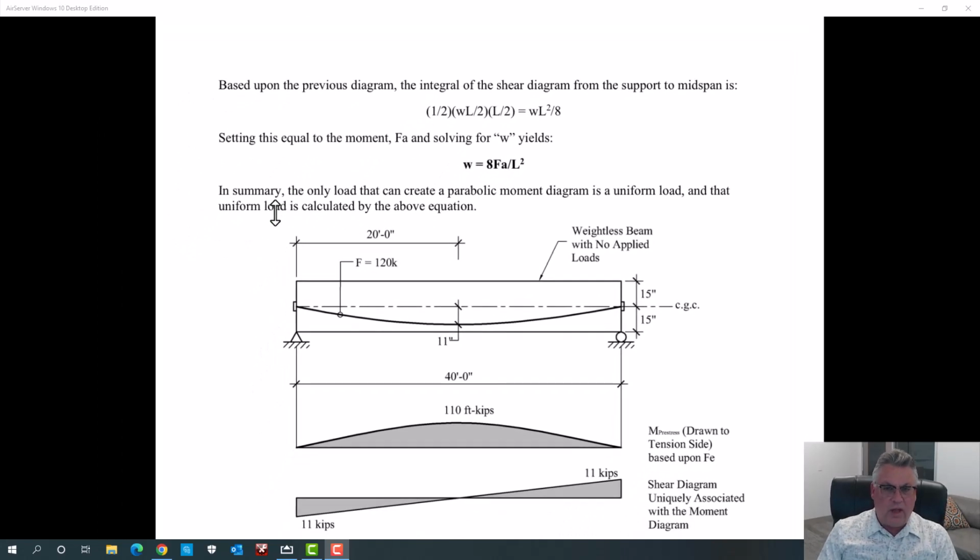So I can work with the last diagram and take the area under the shear diagram and get that the maximum moment is WL squared over 8. Not a big surprise with a uniform load. What we are going to do is solve that for the uniform load. That's what we're going to be interested in.